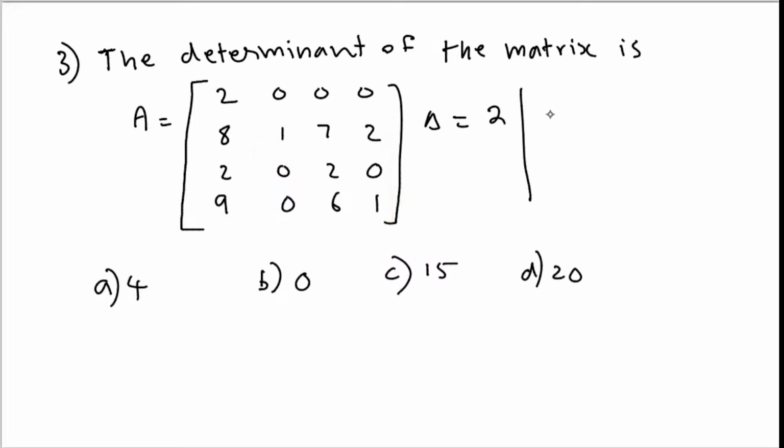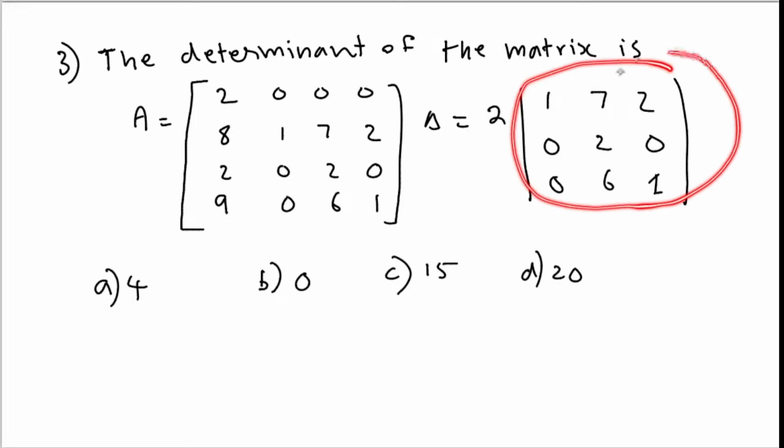So 1, 7, 2, 0, 2, 0, 0, 6, 1. Now our next task is to find the determinant of this section.